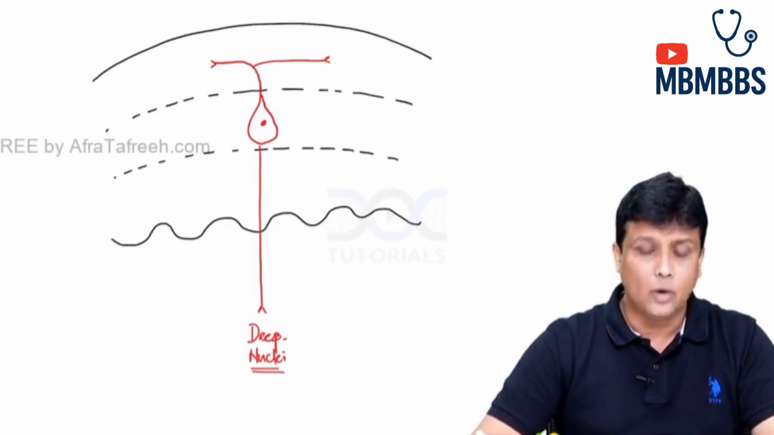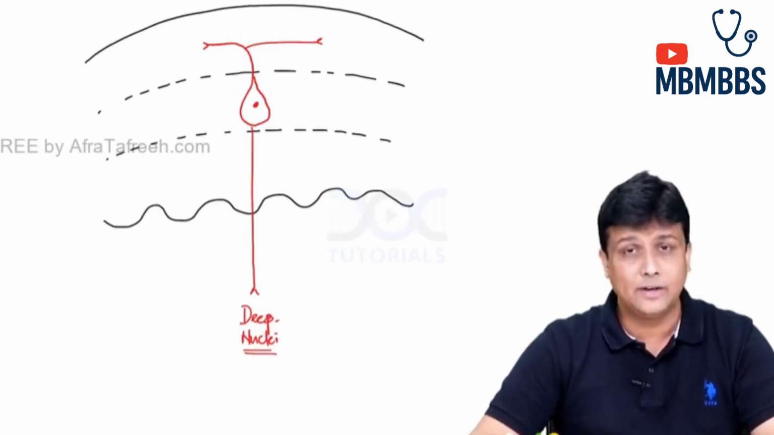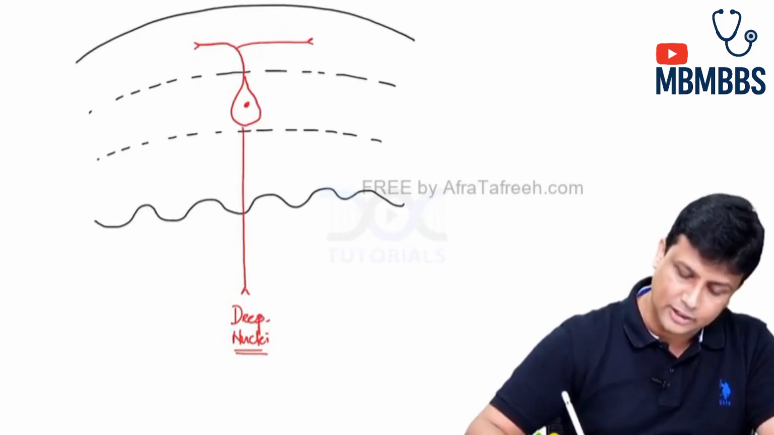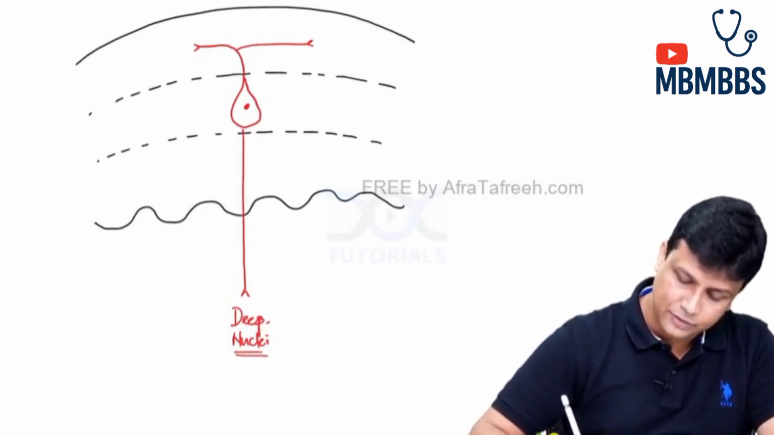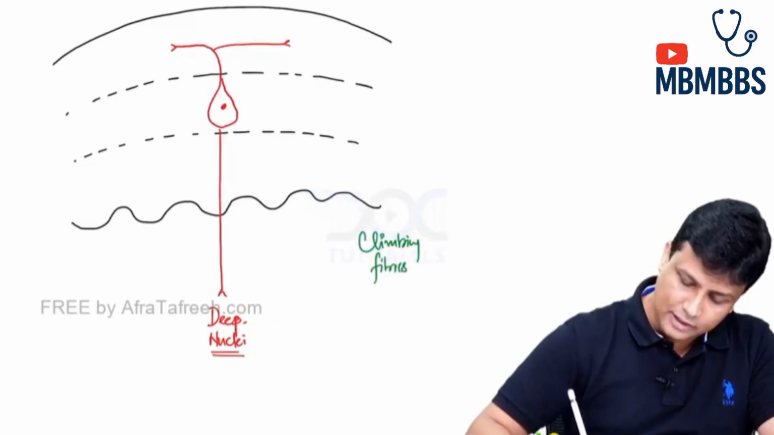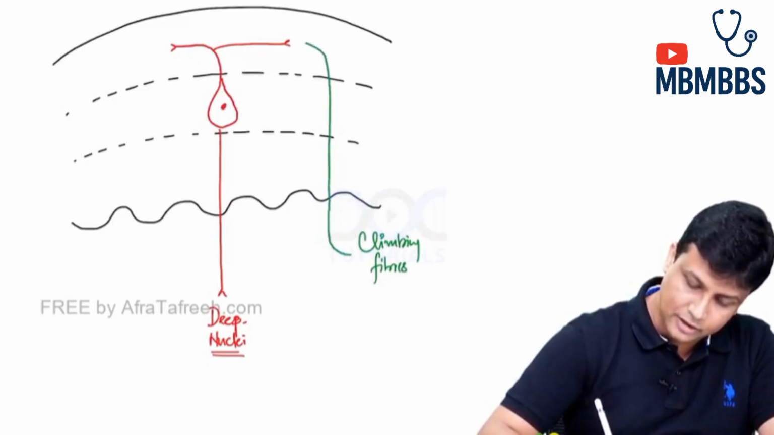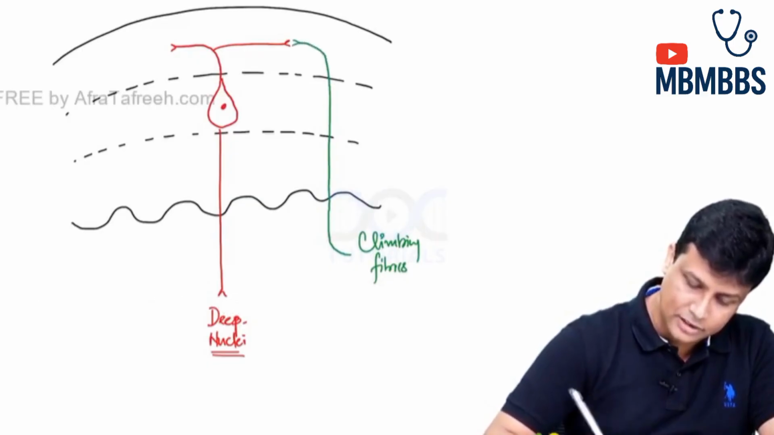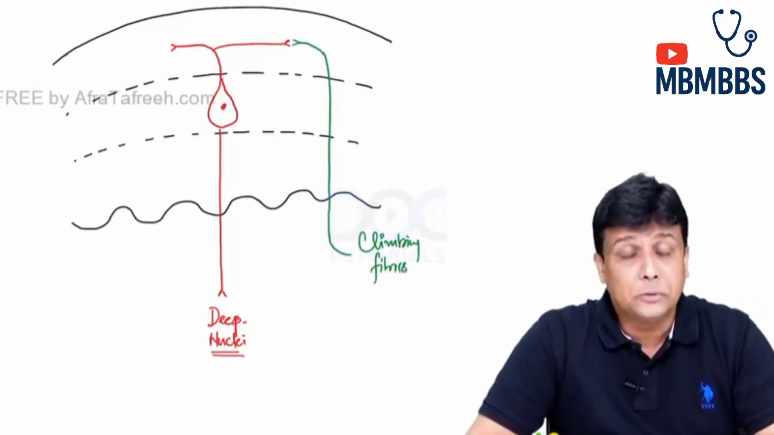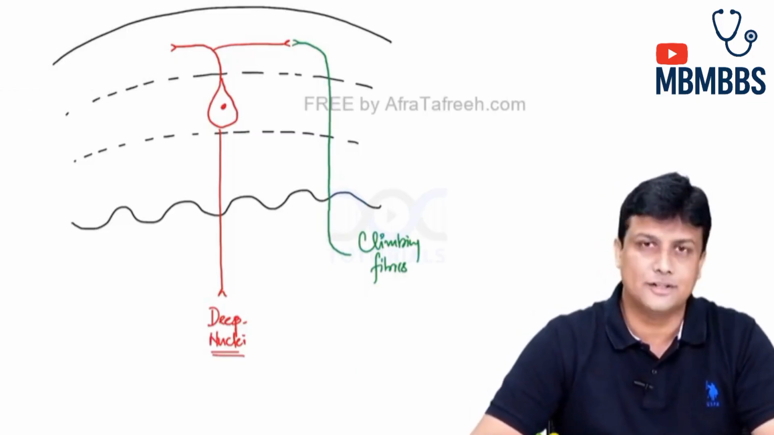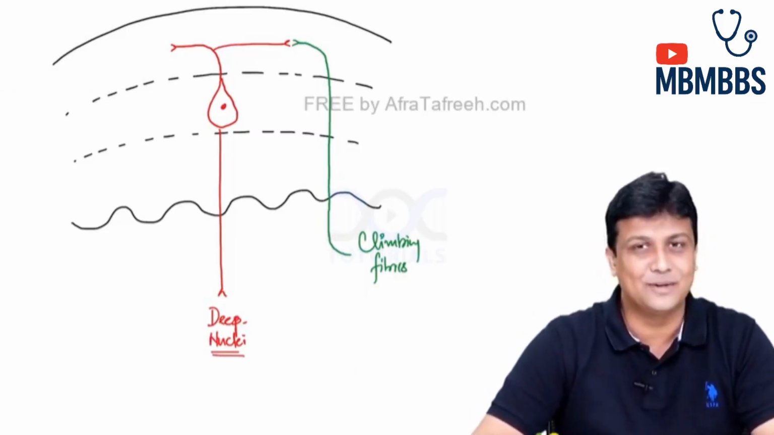Perfect. Now, what is the difference between these climbing fibers and the mossy fibers? The name itself is telling you here, guys, the climbing fibers. The climbing fibers are going to climb all the way from the granular layer, the Purkinje layer, and then they are going to reach the molecular layer and they are going to synapse with Purkinje cells. That is why they are known as the climbing fibers.